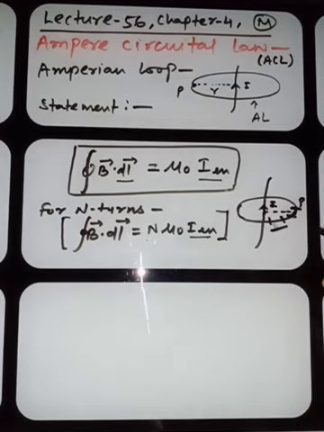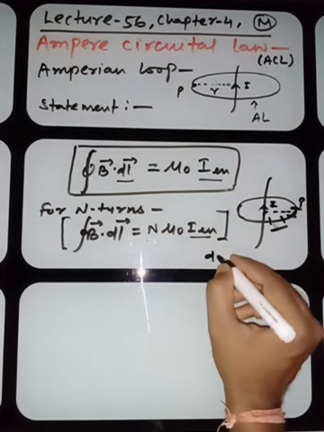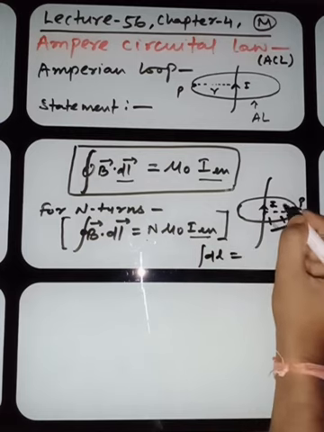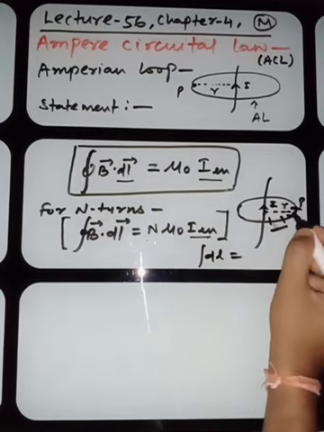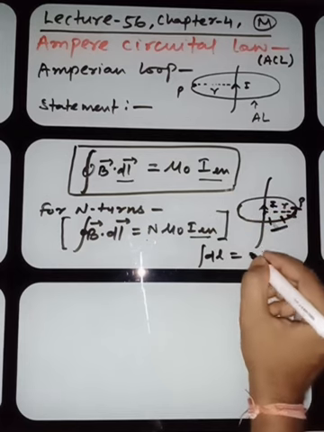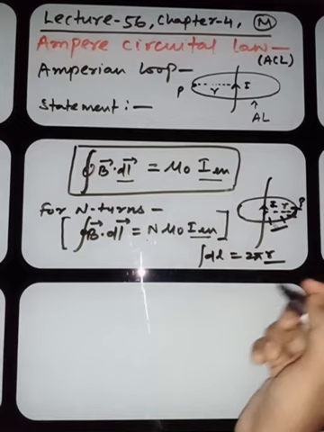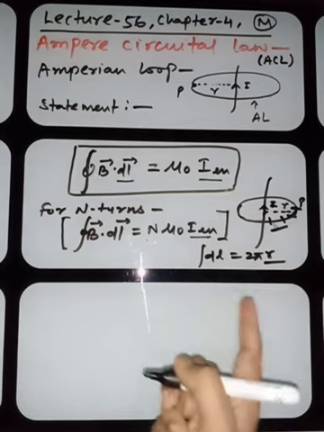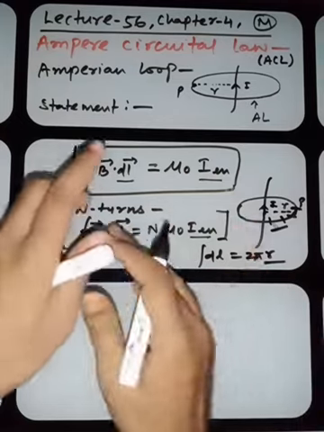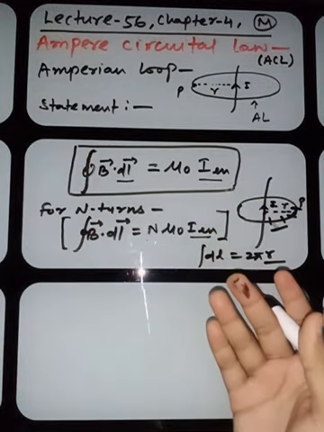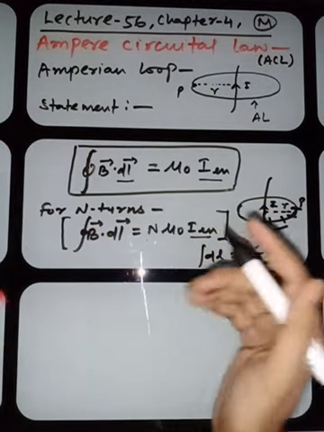If you will integrate this dl for the entire value, what will be the value? If the radius is r, then dl will be integrated to the whole value. It is 2 pi r. So remember, this is the dl. Now we have studied here the Ampere Circuital Law. We are going to apply it and we'll see some applications.